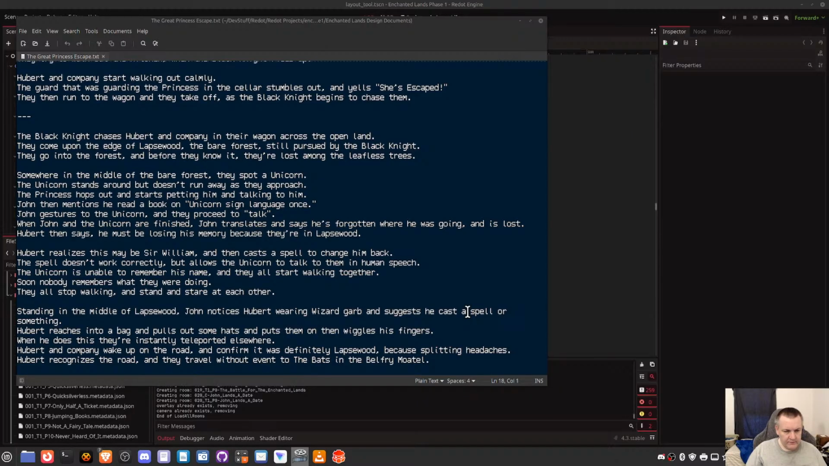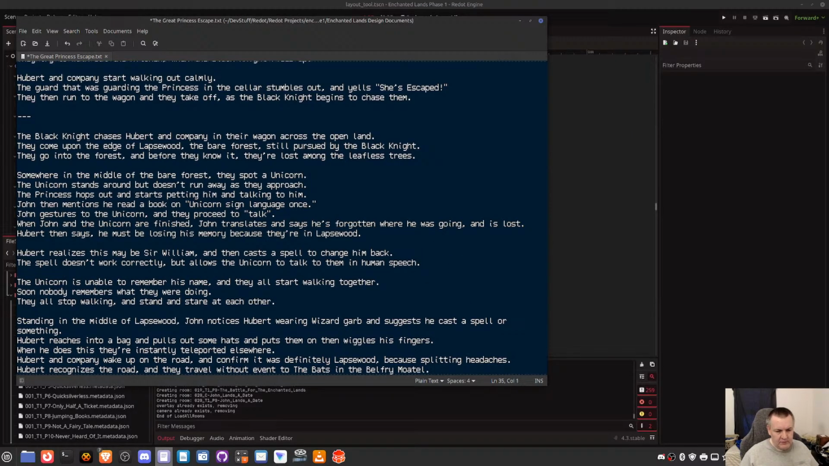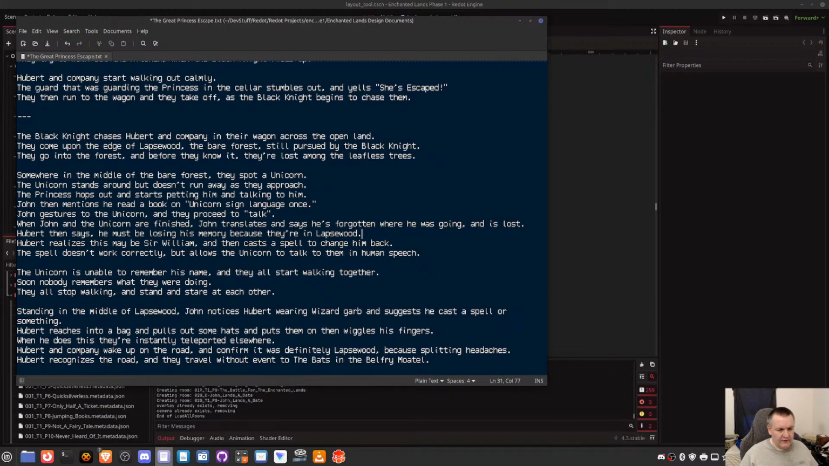Interesting. I guess spells. Okay, the unicorn is unable to remember his name, and they all start walking together. Okay, so I'm going to put these as the same story beat because it is the same story beat.